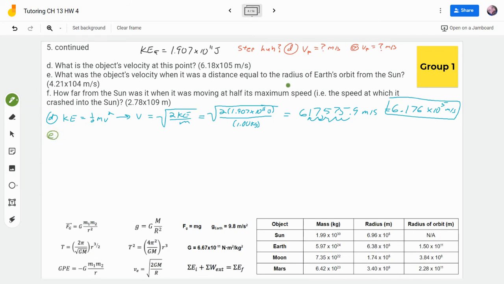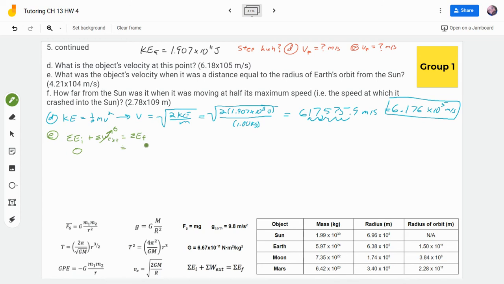Okay, so how can we do that? Same idea, law of conservation of energy. Sigma E initial plus sigma work external is equal to sigma E final. There's not going to be any external work, so that'll be 0. Initially, when this thing was out in the Kuiper belt, infinitely far away and not moving, it had no kinetic energy and no GPE. So the left side is still 0, plus that is going to equal sigma E final.